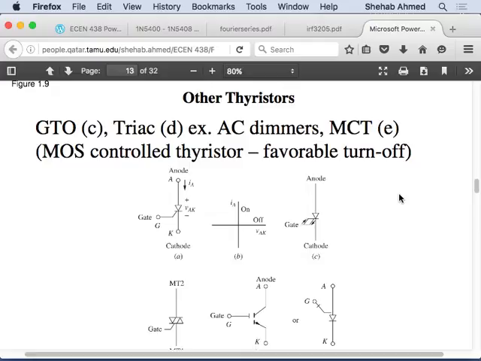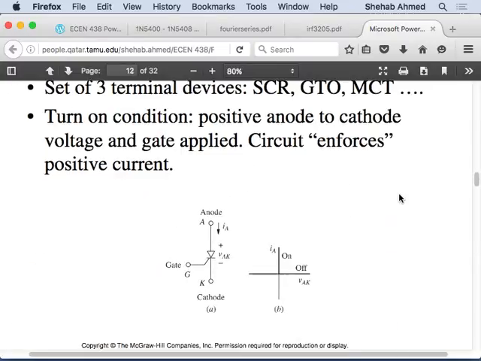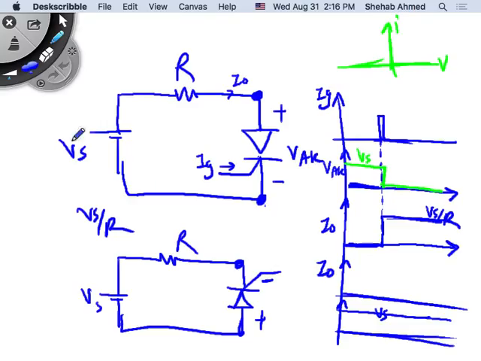And then, of course, what was the disadvantage of the thyristor? That I cannot turn it off. That was one disadvantage. The other disadvantage that I didn't talk about is this gate. I said that here is the gate current, right? Typically thyristors require a high gate current to turn on. That's one disadvantage of a thyristor.